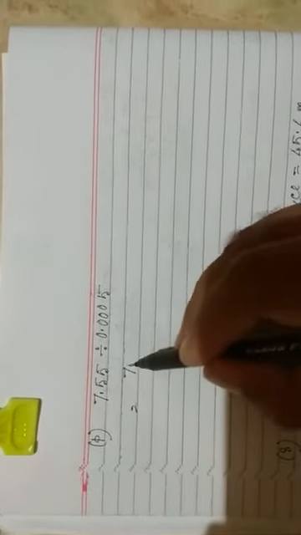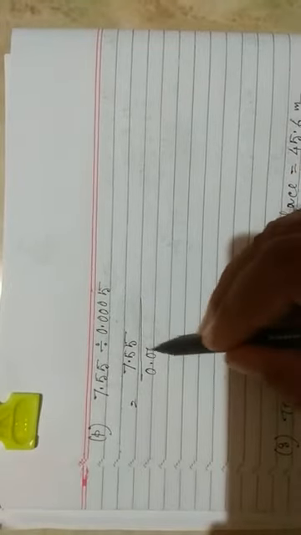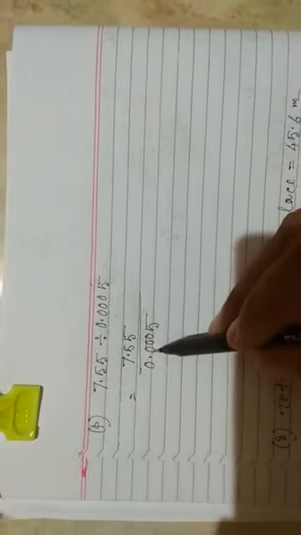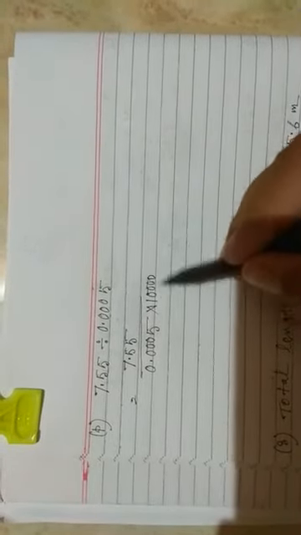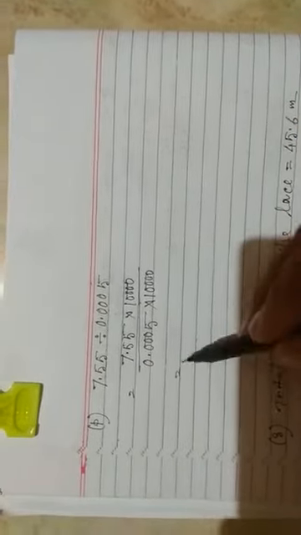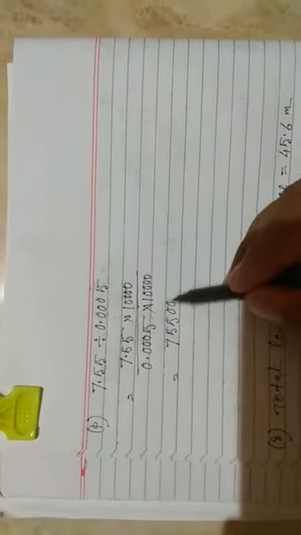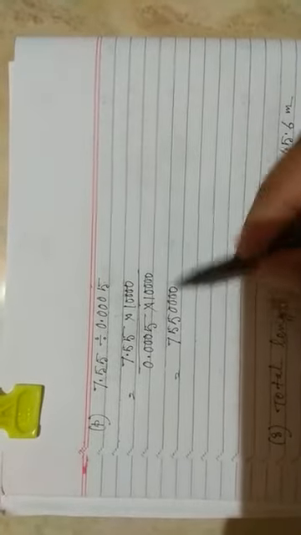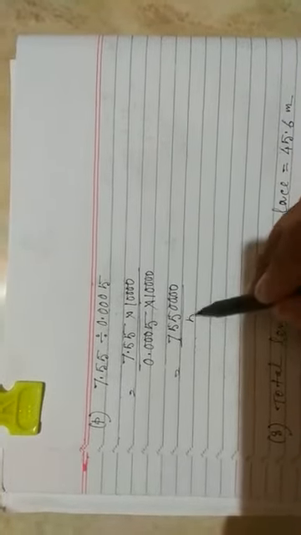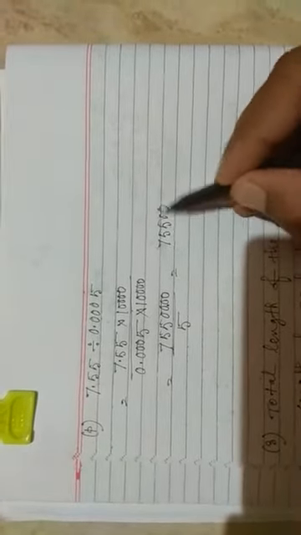One more, equal to 7.55 divided by 0.0005. So after decimal there is 4 digit. So multiply this numerator and denominator by 10,000 is equal to 7550000, and after decimal there is 2 digits, so point is there, and it is 5, that is equal to 75500 by 5.